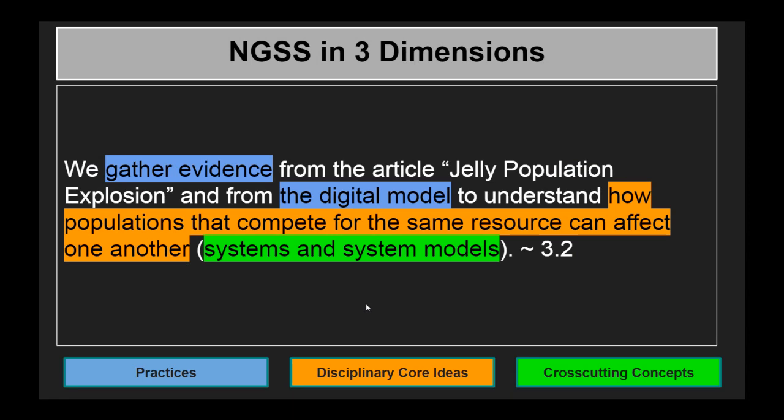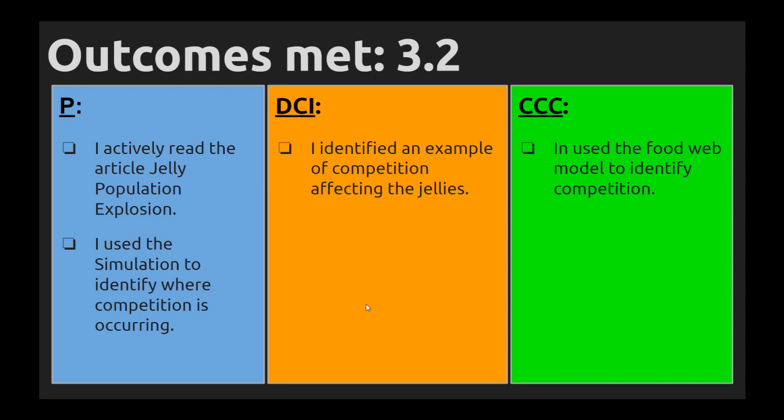The standard we're still meeting is we gather evidence from the article Jelly Population Explosion and from the digital model to understand how populations that compete for the same resource can affect one another. We'll spend most of our time in the digital model today, or the simulation they call it.